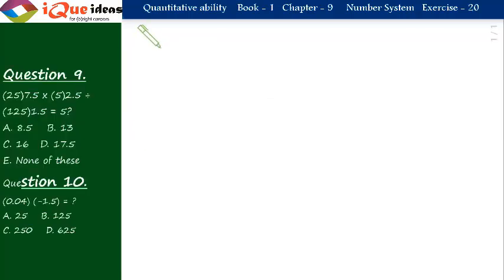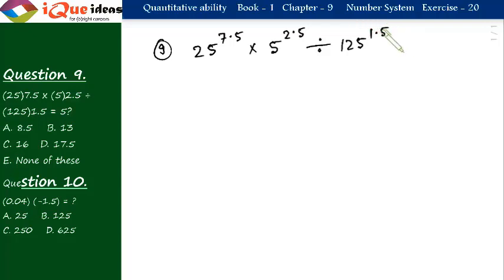Now let's take up question number 9. It says 25 raised to the power 7.5 into 5 raised to the power 2.5 divided by 125 raised to the power 1.5 is equal to 5 raised to the power question mark. Let's say x is the value of question mark. So we have to find x.